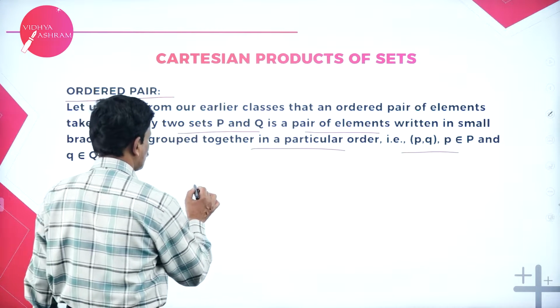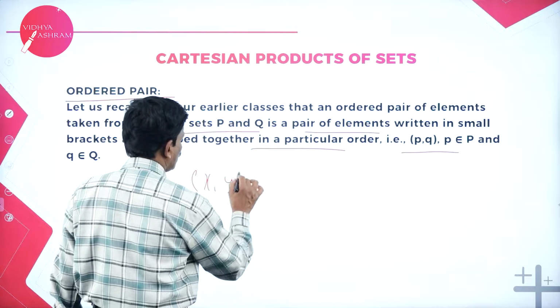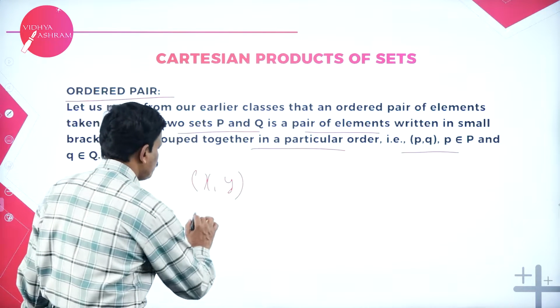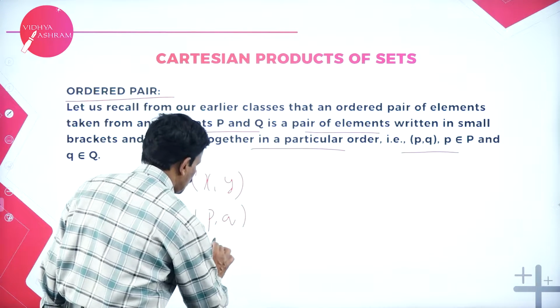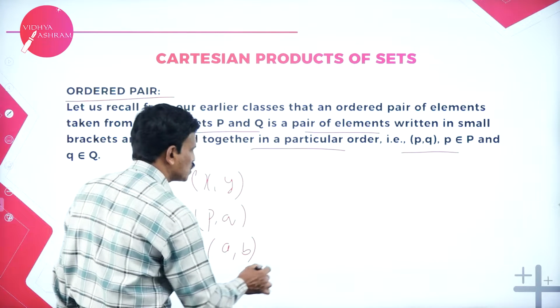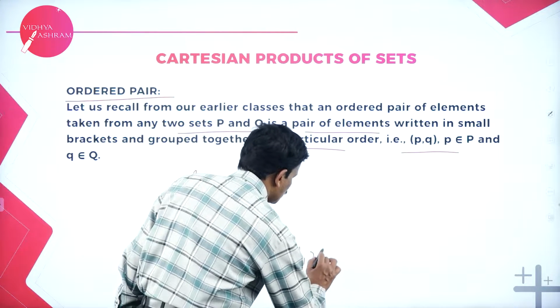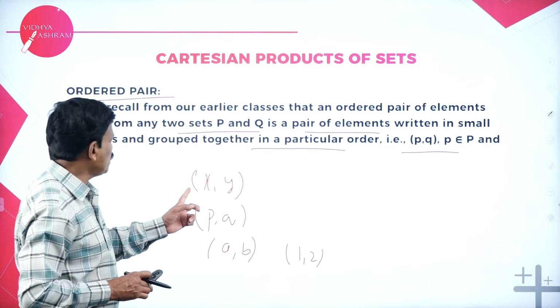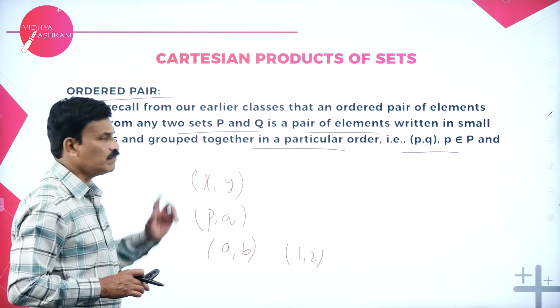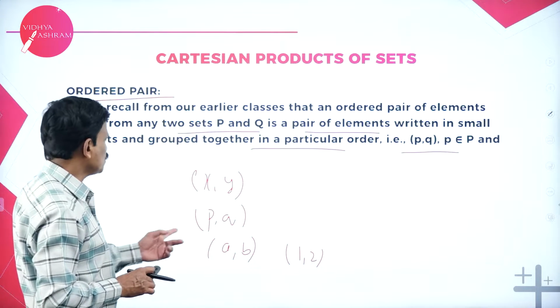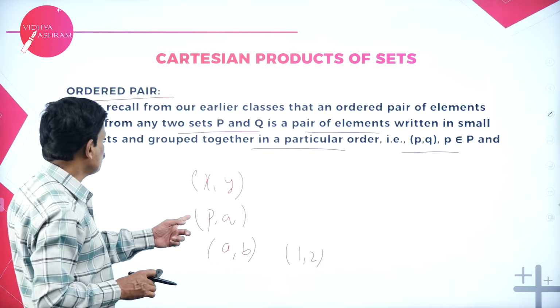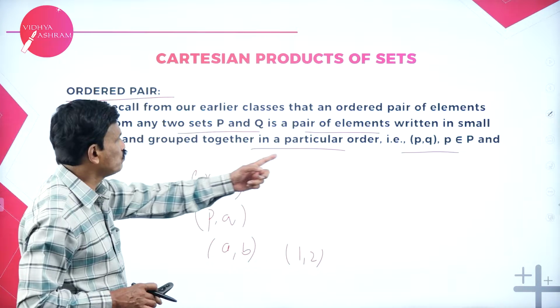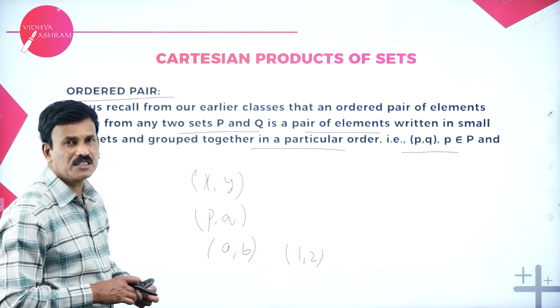Now let us consider, for example, x comma y. This is an ordered pair. p comma q, this is called an ordered pair. a comma b, this is called an ordered pair. 1 comma 2, they are called ordered pairs. Here, for any two sets, the first member is an element of set A and the second member is an element of set B. Similarly, p and q: here p is an element of the set P and q is an element of the set capital Q.